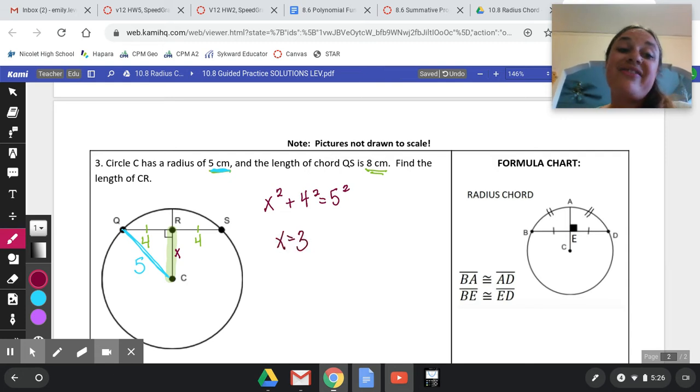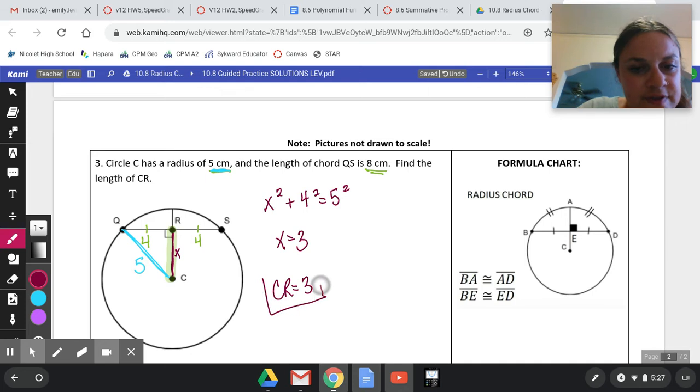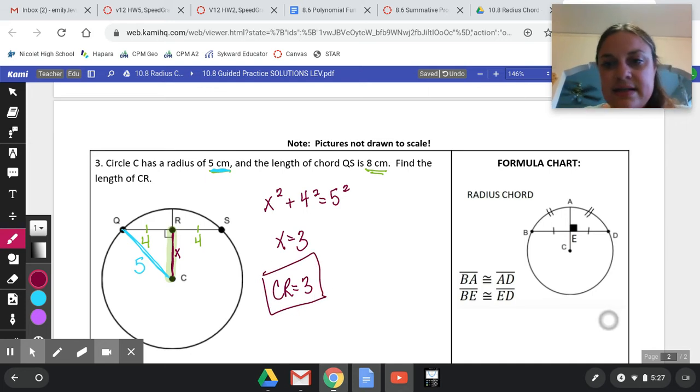This one is also a Pythagorean triple, so you should be familiar with that. Okay, so CR is what I was looking for. That is X, so CR is equal to 3. CR is just what I labeled as X.